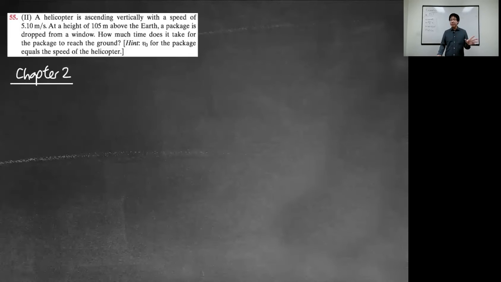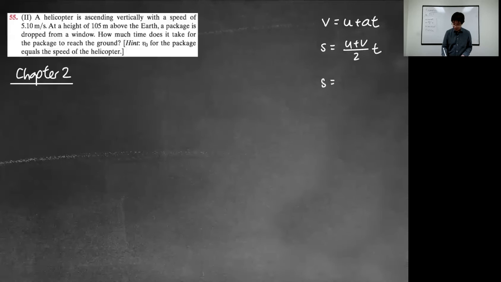Before you even start, as long as you identify this is a SUVAT problem, a one-dimensional kinematics problem, I would write down all the equations first in the corner. So that's V equals U plus AT, S equals U plus V over 2 times T. Remember, this is basically the average velocity. And then we have the one with the half AT square. This is how I call it, the UT plus half AT square equation.